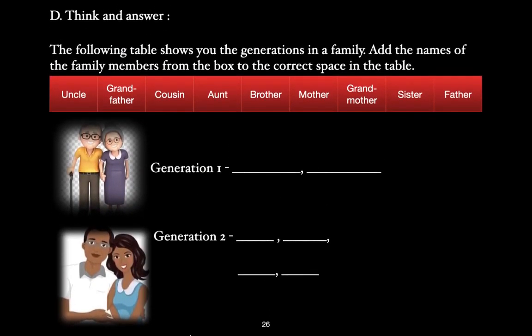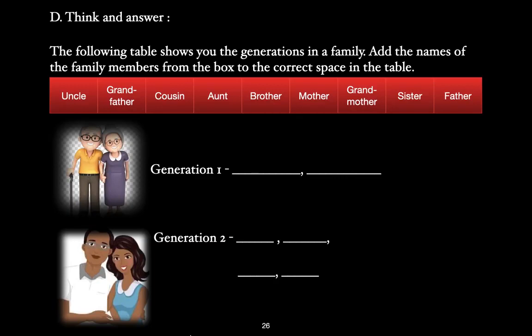Now let's move on to the next question, where you have to think and answer. The following table shows you the generations in a family. Add the names of the family members from the box to the correct space in the table. So I've given you some helping words and you're supposed to look at the picture and write down the correct answer in the blanks. Okay, so what do you see in the first picture? Yes, first generation. Who are they? Yes, children, they are your grandfather and your grandmother. Good. You easily identified them. Can we move on to the next one?